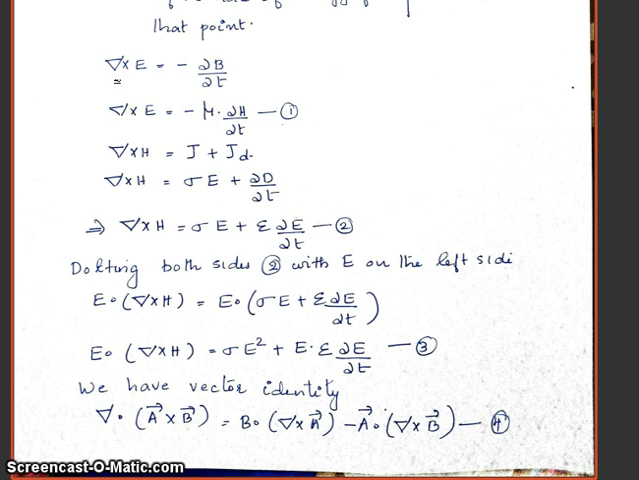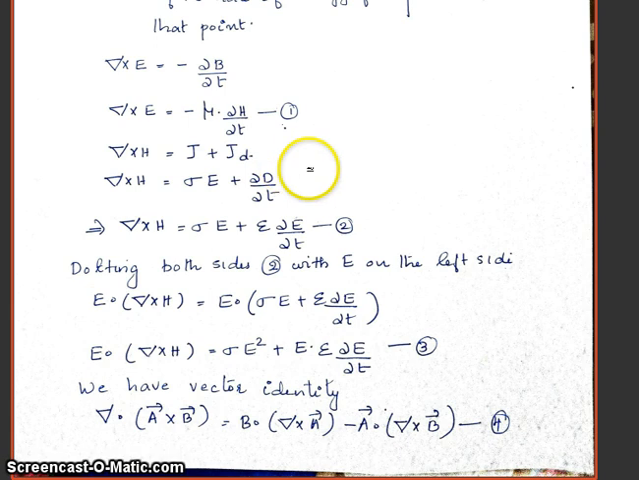Del cross E is equal to minus dou B by dou T, and you know B is equal to mu H. When you substitute, you can write del cross E is equal to minus mu into dou H by dou T. Similarly, you have del cross H is equal to J plus JD, which is written as sigma E plus dou D by dou T. Then D you can substitute as epsilon E. So finally you can write del cross H is equal to sigma E plus epsilon dou E by dou T. That is equation 2, and this is equation 1.